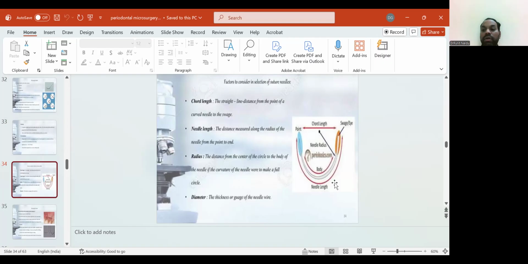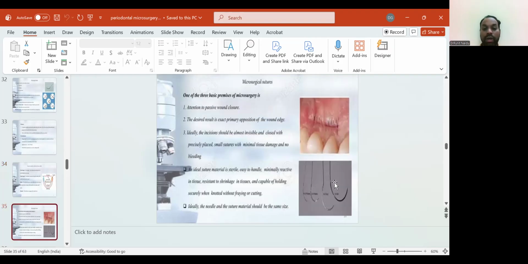So the factors considered in the selection of suture needles are cord length, needle length, radius, and diameter. The cord length is the straight line distance between the point of a curved needle to the swage end. Needle length is the distance measured along the radius of the needle from the point to the end. The radius is the distance from the center of the circle to the body of the needle if the curvature of the needle were to make a full circle. Diameter is the thickness or gauge of the needle wire.